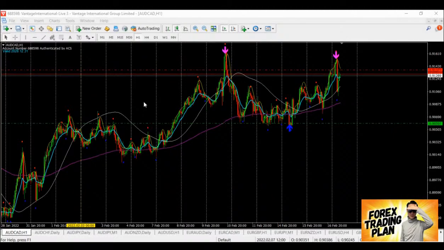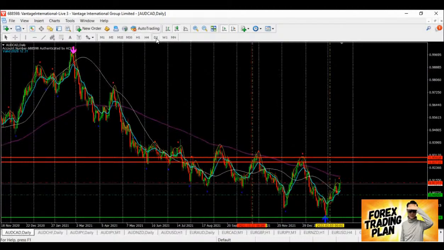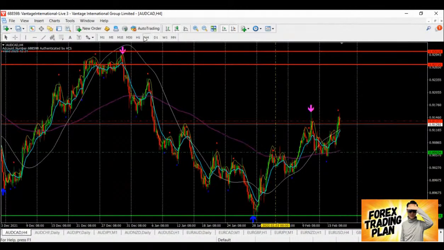So let's start with Aussie CAD over here. Aussie CAD has tested the support once here and is now moving higher. Again, higher support and higher support again. Now we are still moving towards the resistance, and over here we are meeting up with a newly built resistance. So they're about to have some retracement, which happened this morning.